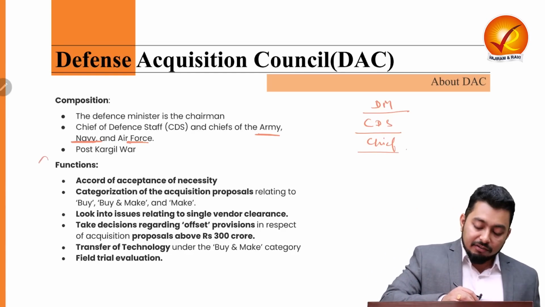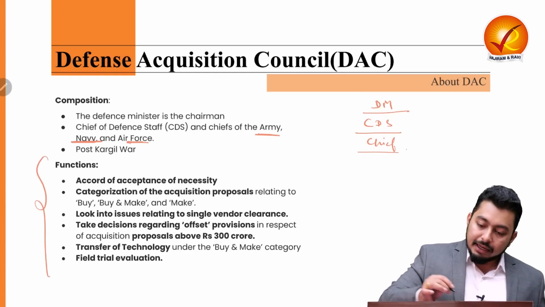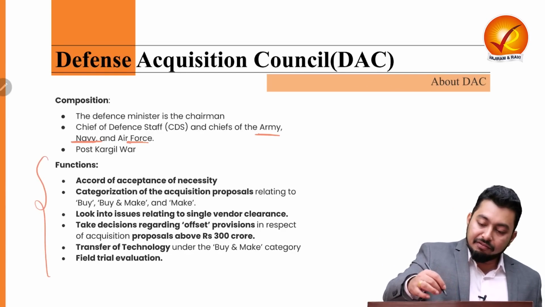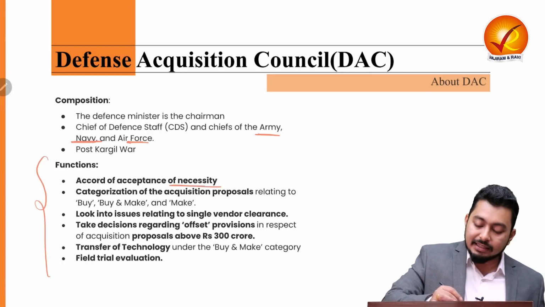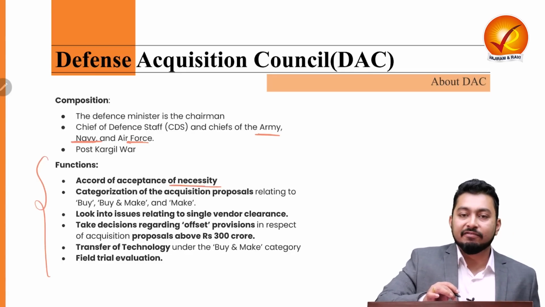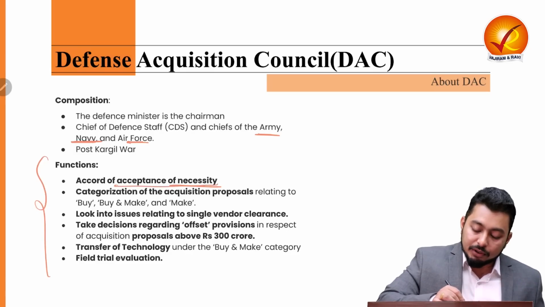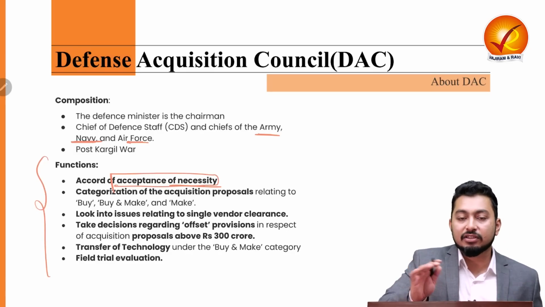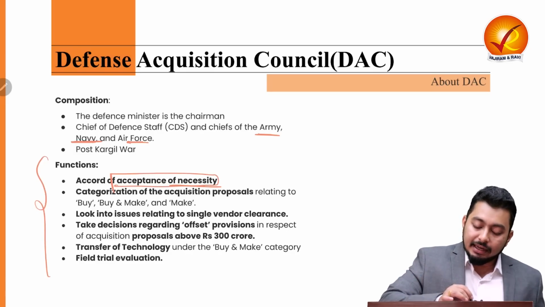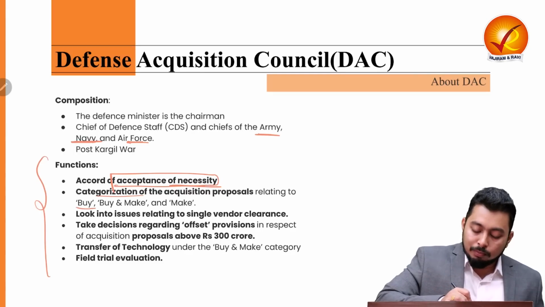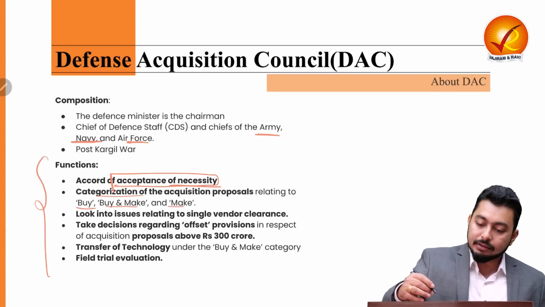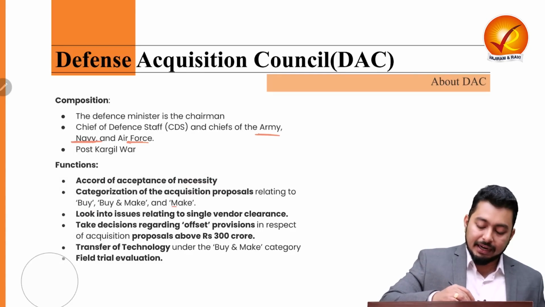Now, what are its functions? So, it will give its accord of necessity. Let's say there is a proposal to buy some weapons. So, it will accept or reject it based upon the necessity. Then, it will categorize into buy, buy and make, and make. Now, what do we mean by this? Buy, buy and make, and make.